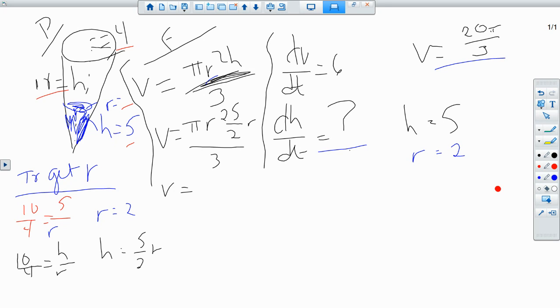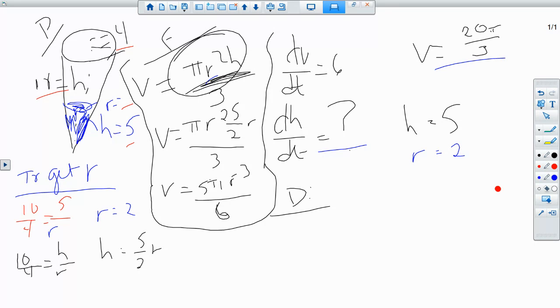So the volume is 5 pi r cubed over 6. That's where a lot of people get lost. You have to use proportions to find everything. So your next is what? But now that we've got rid of a variable, it's an easy derivative. This would have been a product rule, but we don't have to worry about it now.